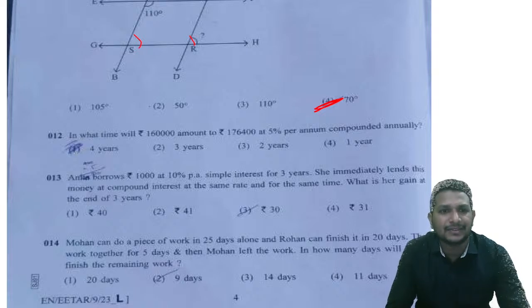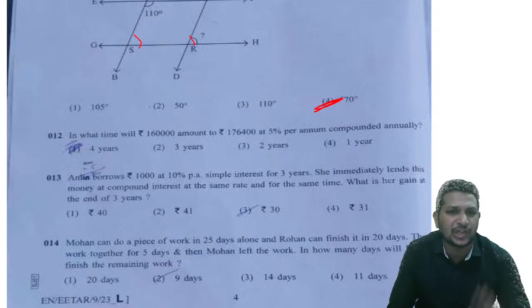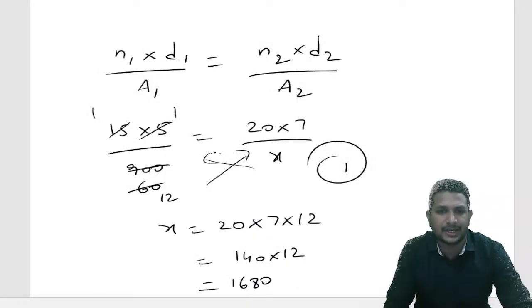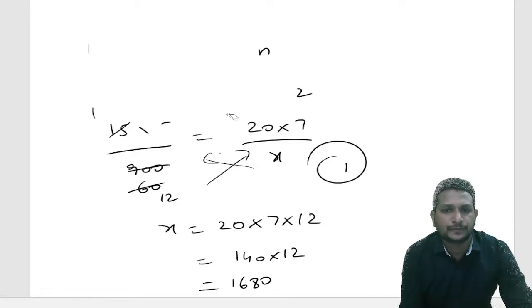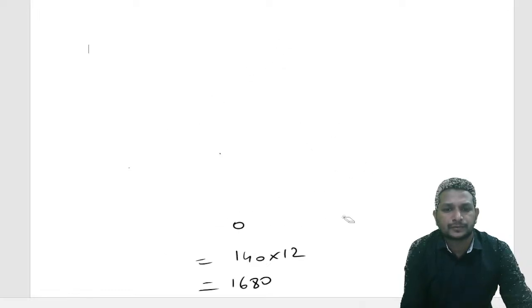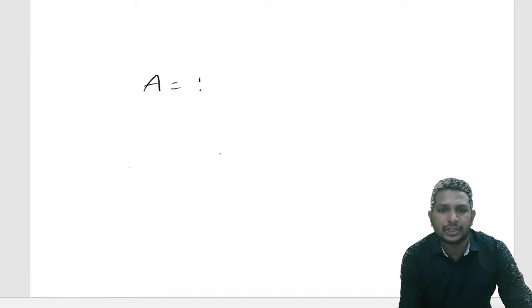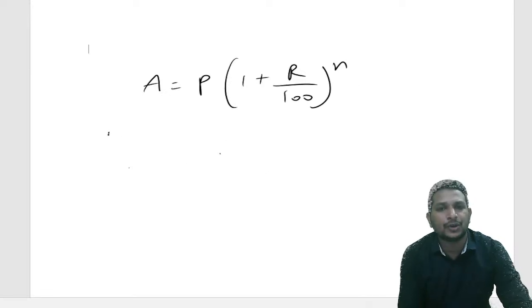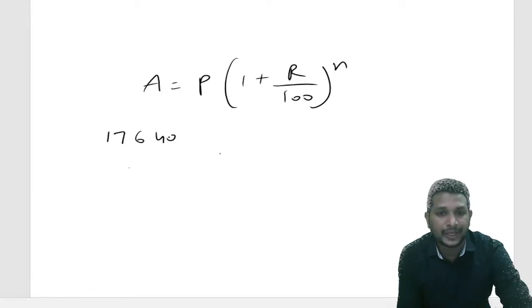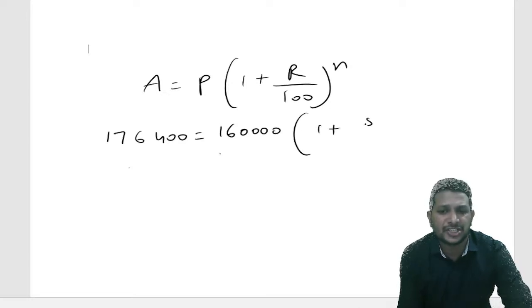Okay. And they gave the principal also. And they gave the rate of interest also. They're asking to find time. So let's substitute the formula here. Amount equals, this is related to compound interest, right? So let's see the formula. Amount equals P into 1 plus R by 100 power N, where N is nothing but the time. So amount they gave as 1,76,400, right? And the principal they gave as 1,60,000. And the rate of interest they gave as 5, right?